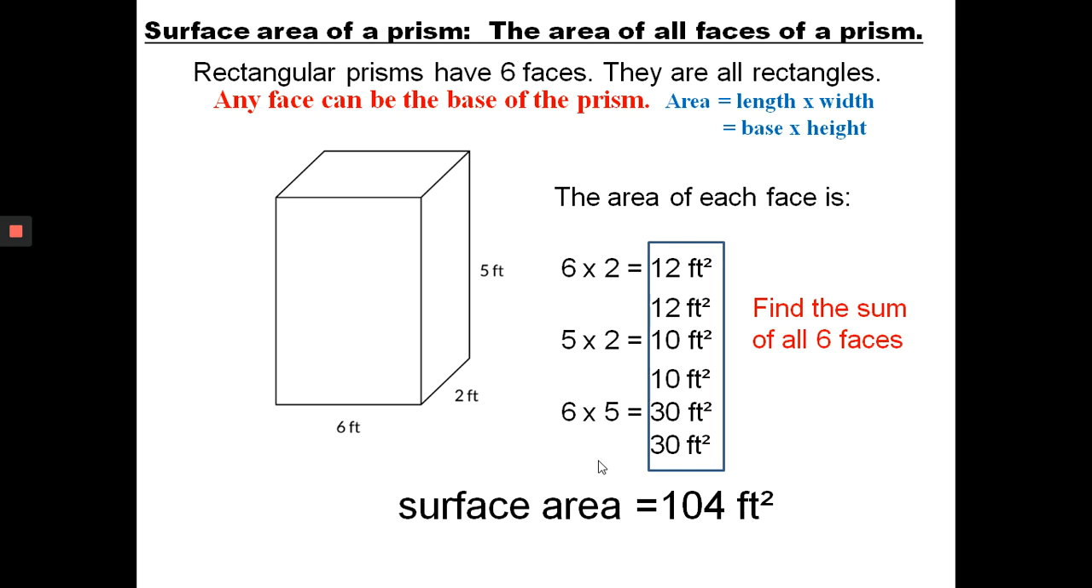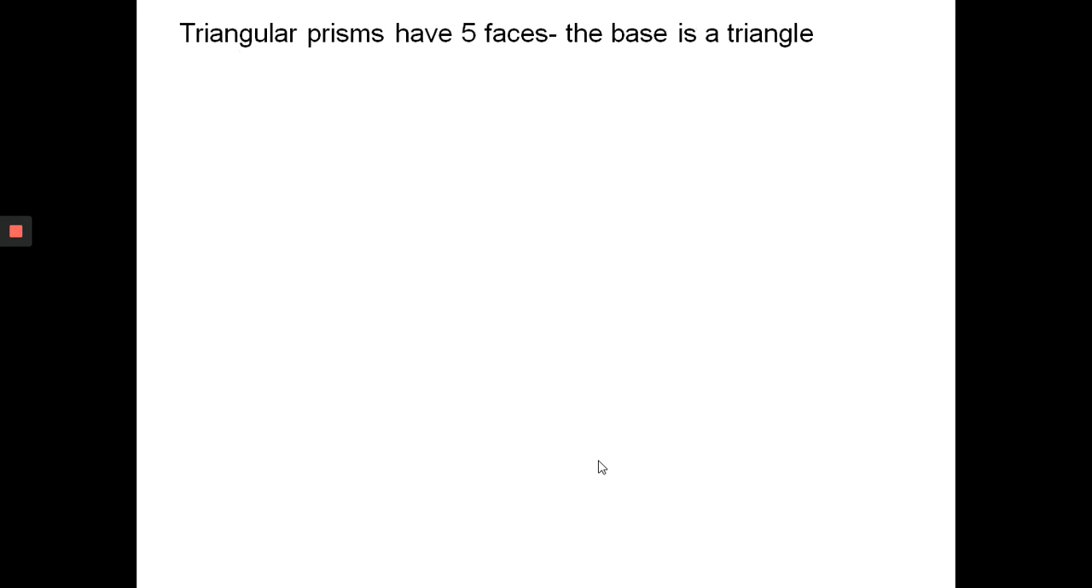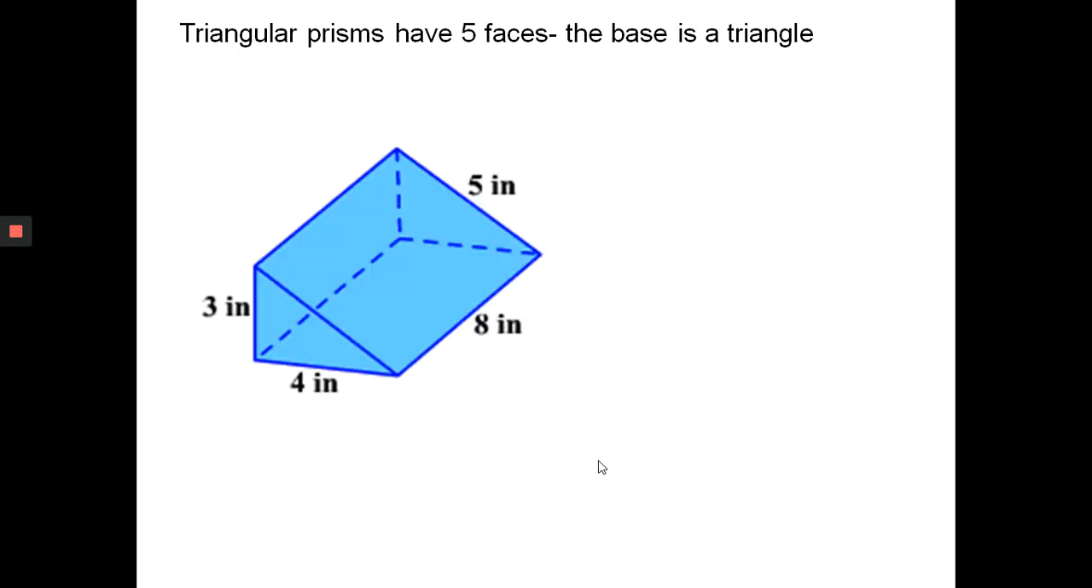Not too bad. All right, so let's look at a triangular prism. Okay, now again, remember the safe bet is to count all the sides first. We have 1, 2, 3, 4, 5 on the opposite side. So 5 faces. And let's find the areas of them.